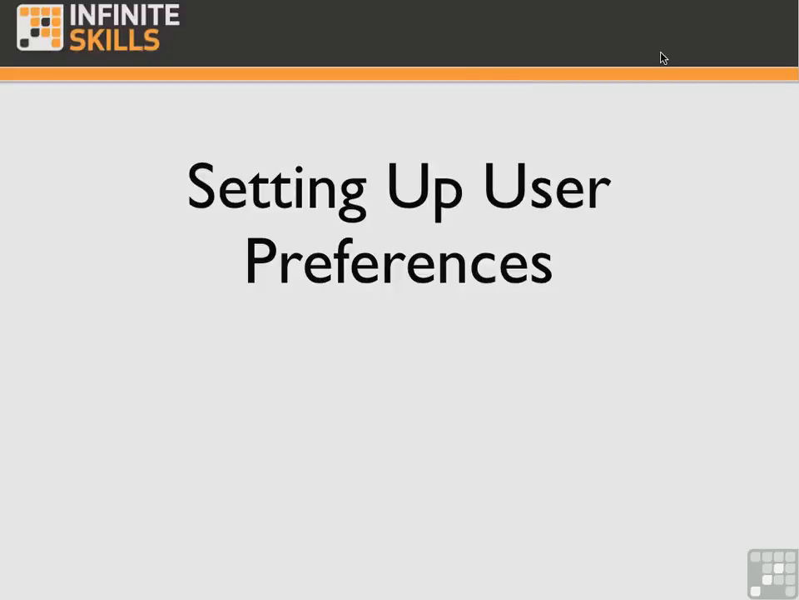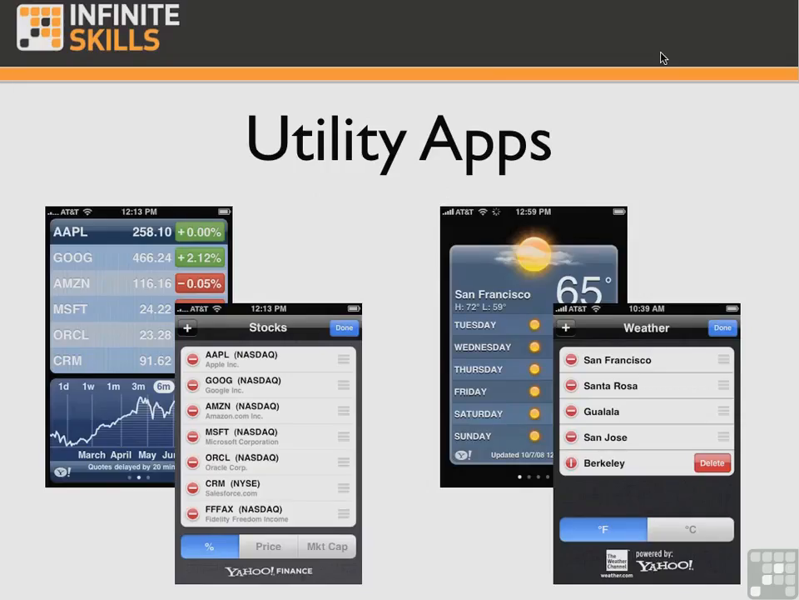Our next step is to set up user preferences for the My World app. As you recall, Apple considers applications that perform simple, highly defined tasks as utility apps. The Weather app, for example, deals only with the weather data. The Stocks app only with stocks data.